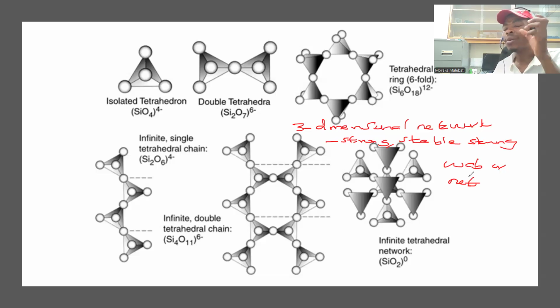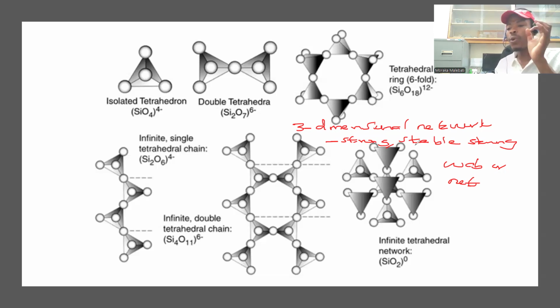You know the web, the spider web. They're in the form of a spider web or a net, which is made up of interconnected tetrahedra, or pyramids. And then these interconnected tetrahedra would form a solid 3D shape.